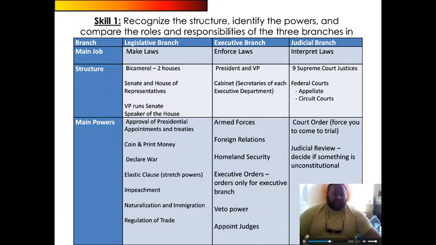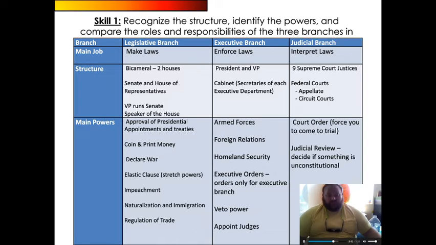The executive branch is in charge of our armed forces, our foreign relations, our homeland security. The president can use executive orders that are followed by the executive branch. The president has the power to veto and appoint judges. And finally, the judicial branch, they have the power of court order. They can force you to come to trial. They can ask you to stop doing something or demand that you do something. And then judicial review. They can decide if something is unconstitutional.